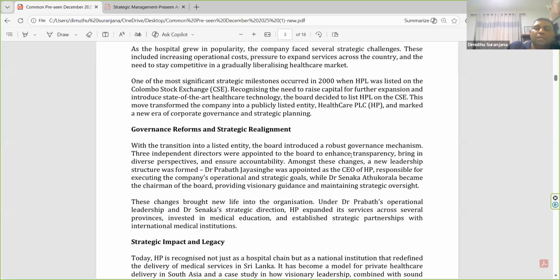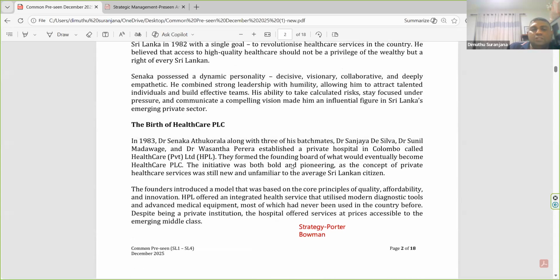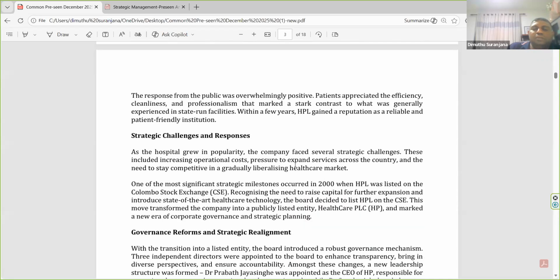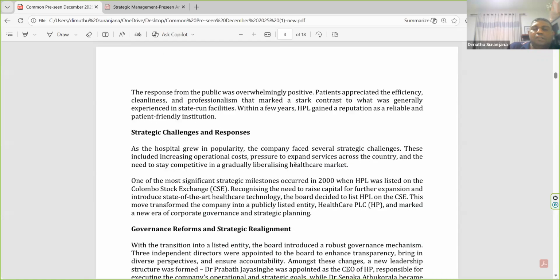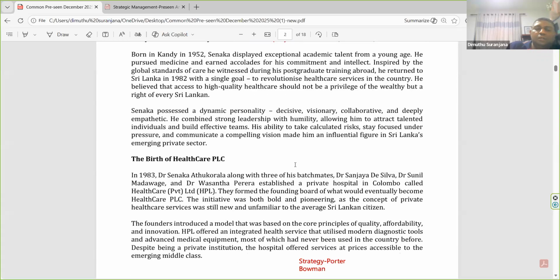Among these changes, a new leadership structure was formed. Dr. Prabhath Jayasinghe was appointed as the CEO of HPL, it's a new name. Dr. Prabhath Jayasinghe, I think, was he one of the initial shareholders? No, right? It's a separate person. Right? The first four names mentioned were Senaka Athukorala, Sanjeev Silva, Sunil Madhavaki, and Dr. Vasantha Perera.